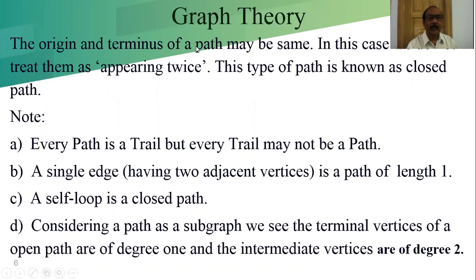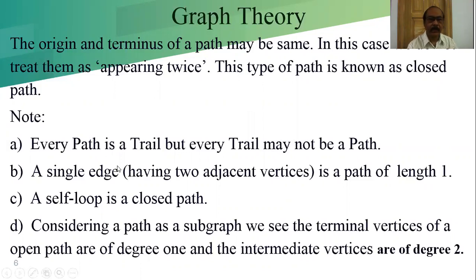The origin and terminus of a path may be the same. In this case, we do not treat them as appearing twice. This type of path is known as a closed path. We already said that when the start and end vertices of a path are the same, it is known as a closed path. If they are different, then it is known as an open path.